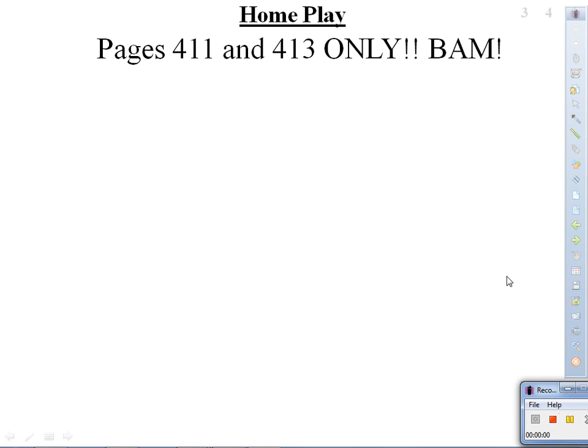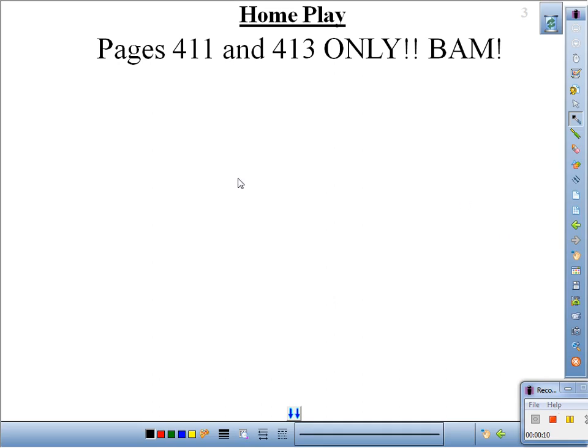All right, here we go. Our home plate for tonight, pages 411 and 413 only. Pages 411 and 413 only. Also, the instructions on those two pages say whatever it says.